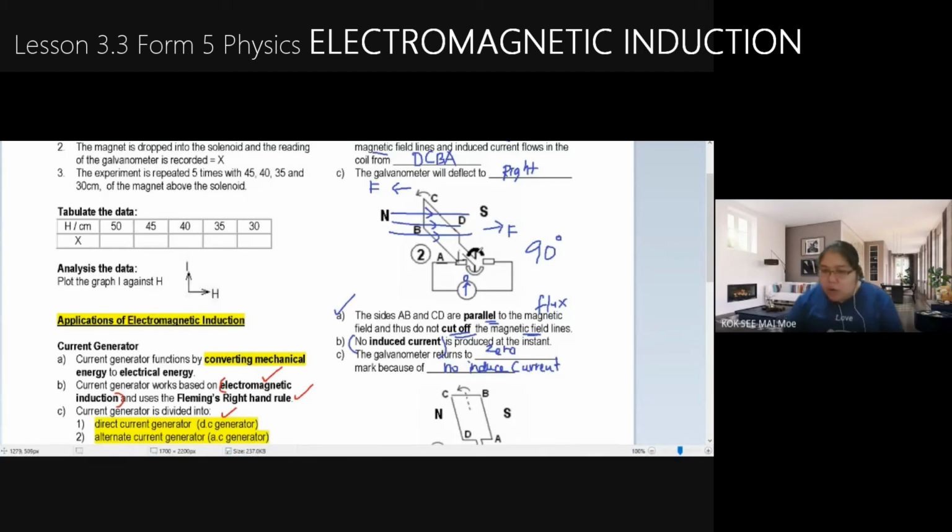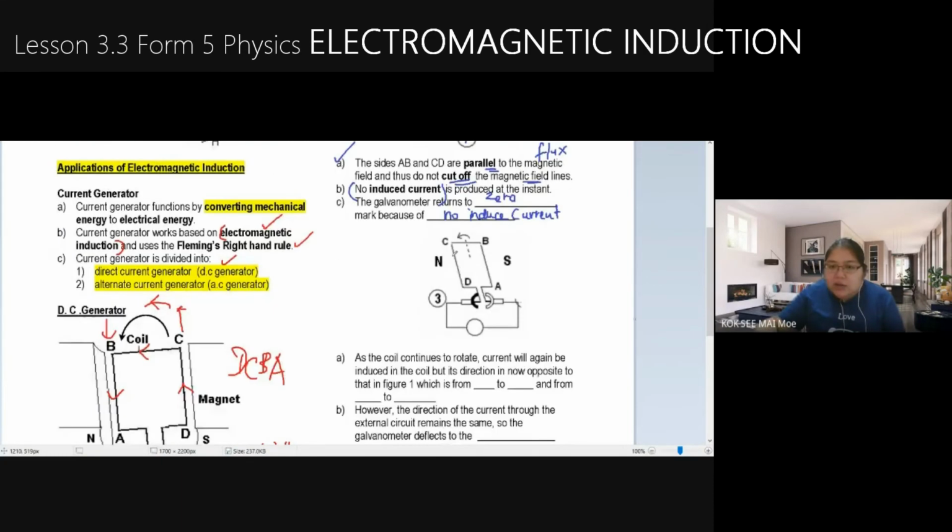They will automatically turn to the 180 because of the inertia. You cannot stop immediately. Exactly, the inertia, they turn back to the 180. So the situation will go to number 3 again.